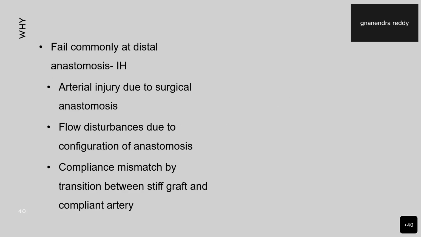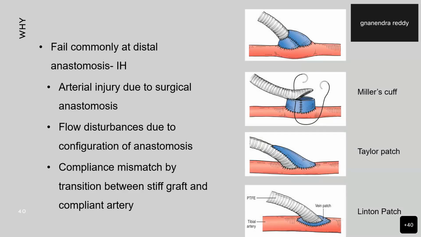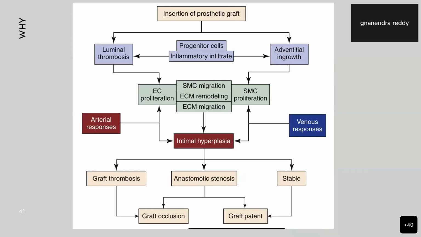Grafts fail commonly at the distal anastomosis due to the intimal hyperplasia. This is due to several factors like arterial injury due to surgical anastomosis, flow disturbances due to the configuration of the anastomosis, and also compliance mismatch by the transition between the stiff graft and the compliant artery. There are several methods by which we can minimize this, by the composite graft or by the vein cuffs at the distal end. The first one is the St Mary's boot, then Miller's cuff, Taylor's patch, and the Linton patch, where we use the cuff of the normal native vein, even though in these patients we are using the prosthetic graft.